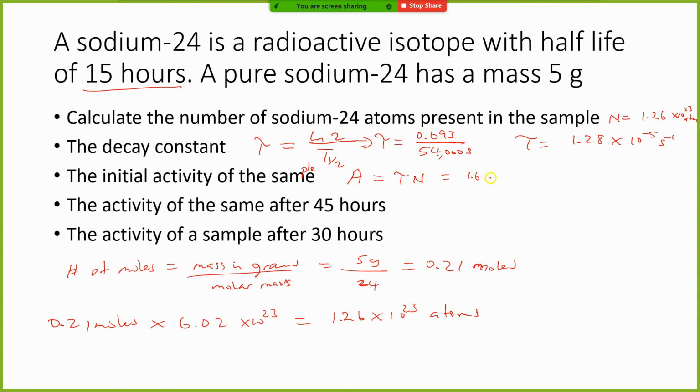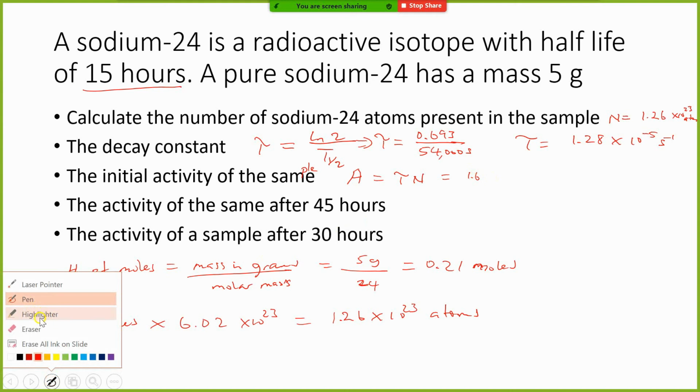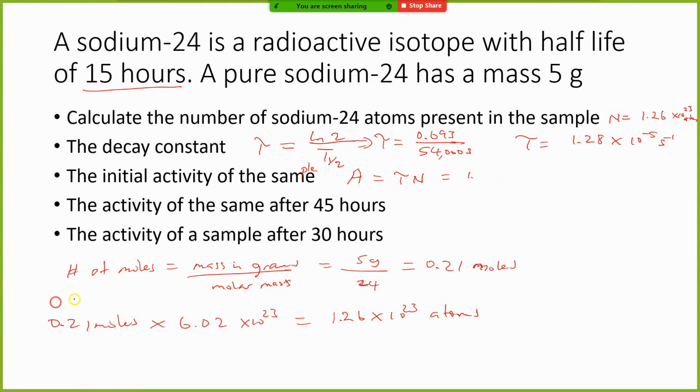Let me rewrite that. 1.28 times 10 to the minus 5, times the number of nuclei or atoms that we have, which is 1.26 times 10 to the 23rd power. When we do that, we find the activity, which is A naught, by the way. So just be mindful, it's the initial activity. A naught is now equal to pretty much 1.6 for the most part times 10 to the 18th power. And now is when you write the unit, becquerel.